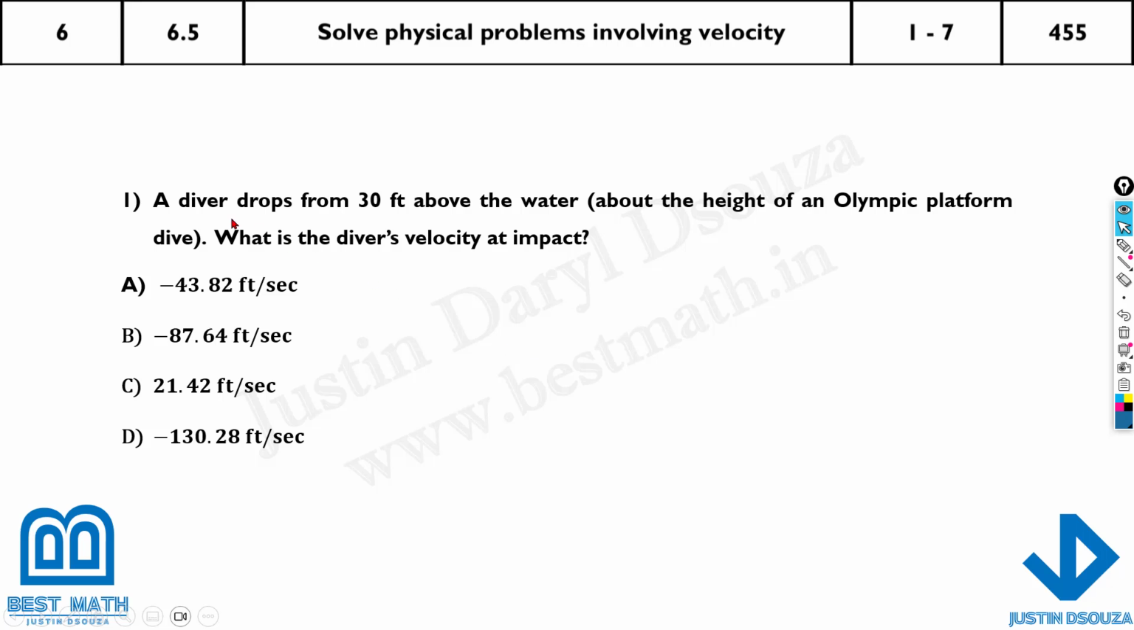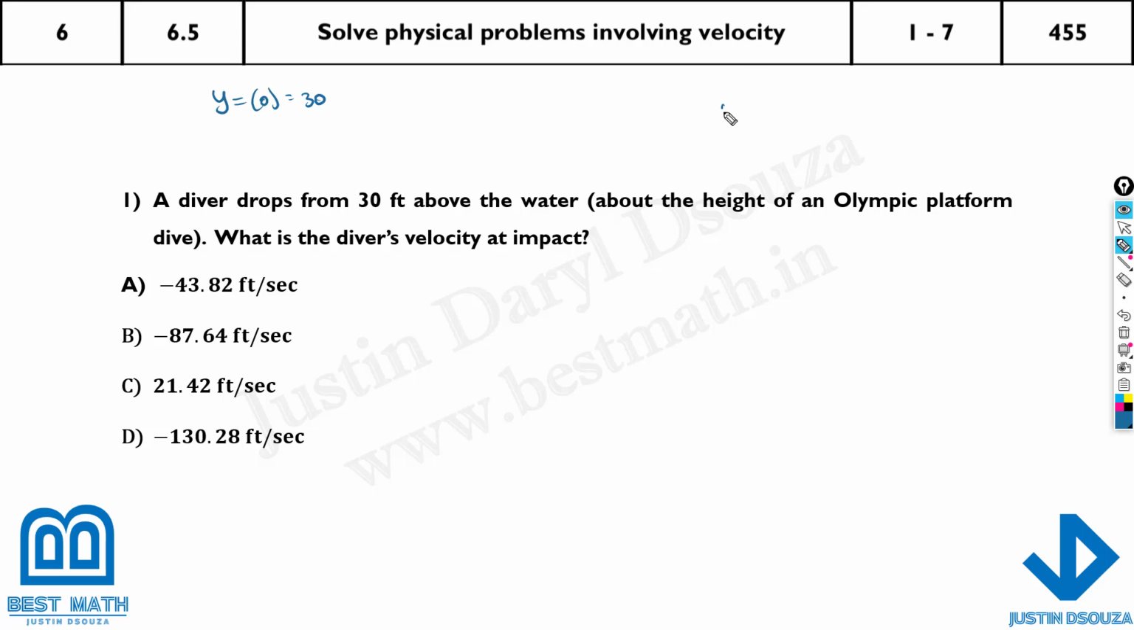Now another problem here, a diver drops from 30 feet above the water, from the height of an Olympic platform dive. Okay, that's not important, but over here the initial height is most important, that's 30 feet. When you start, you have 30 feet, y of 0. What is the diver's impact velocity? Now this is not directly possible to be found out. You need to understand the given thing is only y of 0, that is 30. And now what else do we know? We know we have to find the impact velocity, but we don't have the velocity equation.